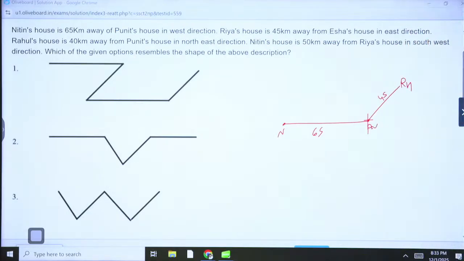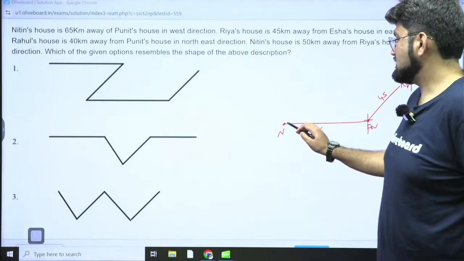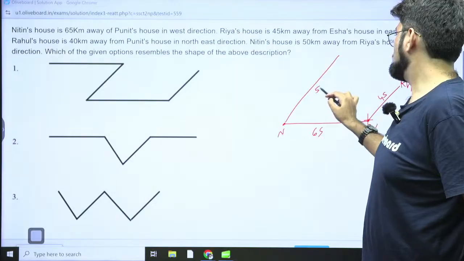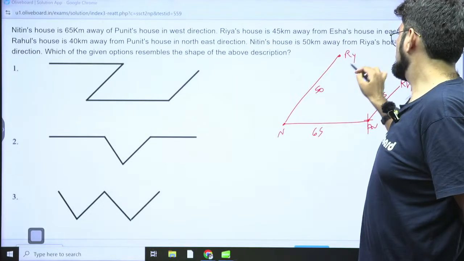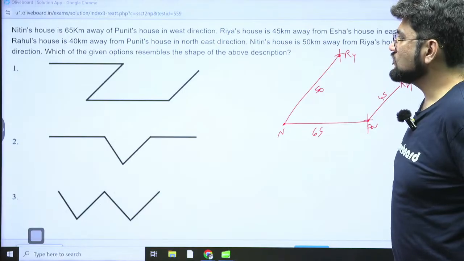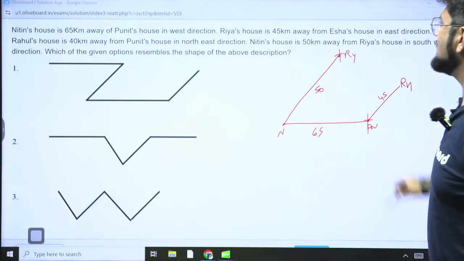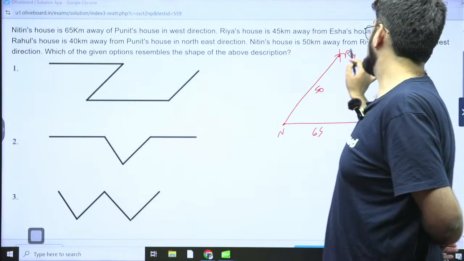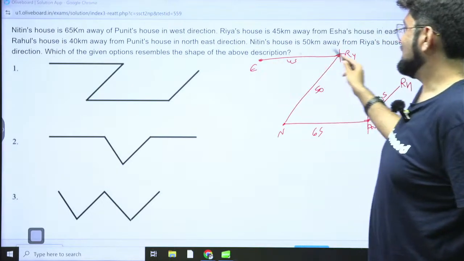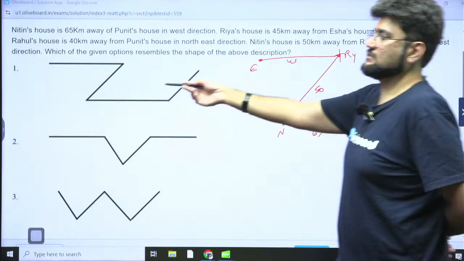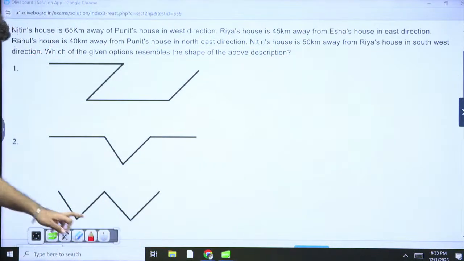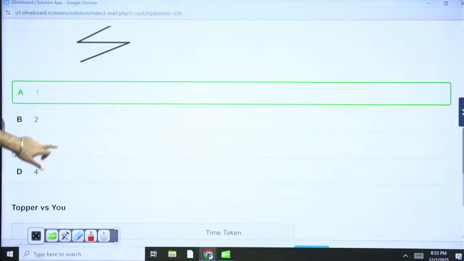Nitin's house is 50 kilometers away from Riya's house in the southwest direction. So Nitin's house is southwest from Riya. And 50 kilometers means more than this. So this is 50, this is Riya, in the southwest direction. Which of the given options resemble the shape of the above description? Okay, the first line was Riya's house is 45 away from Isha's house in the east direction. So this is 45 and this is Isha's house. They are asking us which figure is representing this the best. The first figure, figure 1. Very easy. You just had to draw this, that's all.